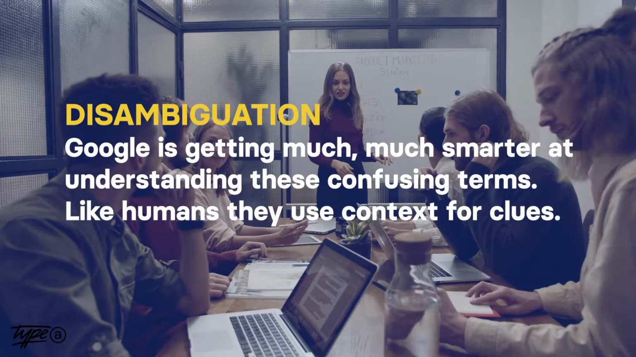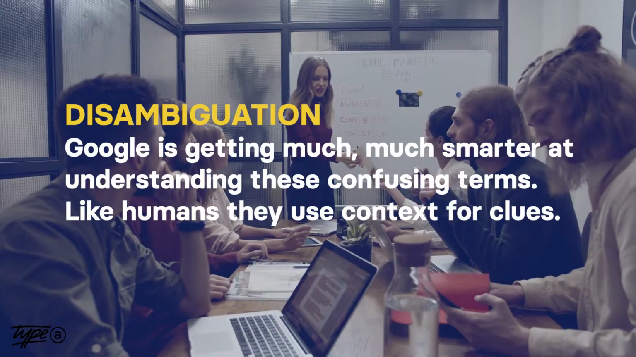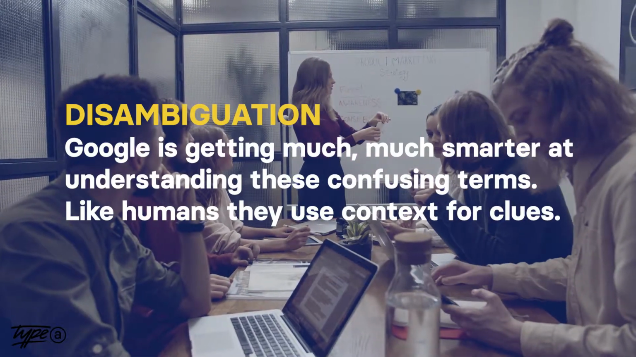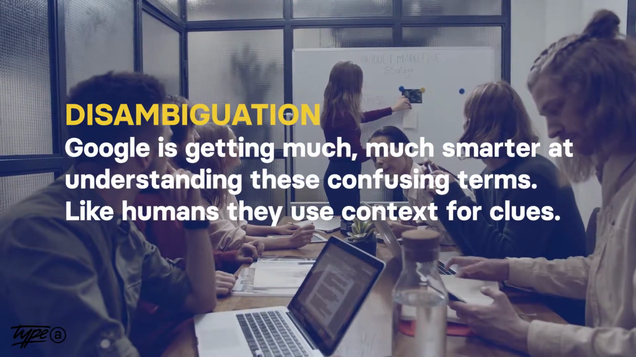Okay, if you're keeping up, let's talk about disambiguation. Google is getting much smarter at understanding these confusing terms. So like humans, they use context for clues. If the instructions say tie up your present with a bow, you're going to get some very funny looks if you start using archery equipment.